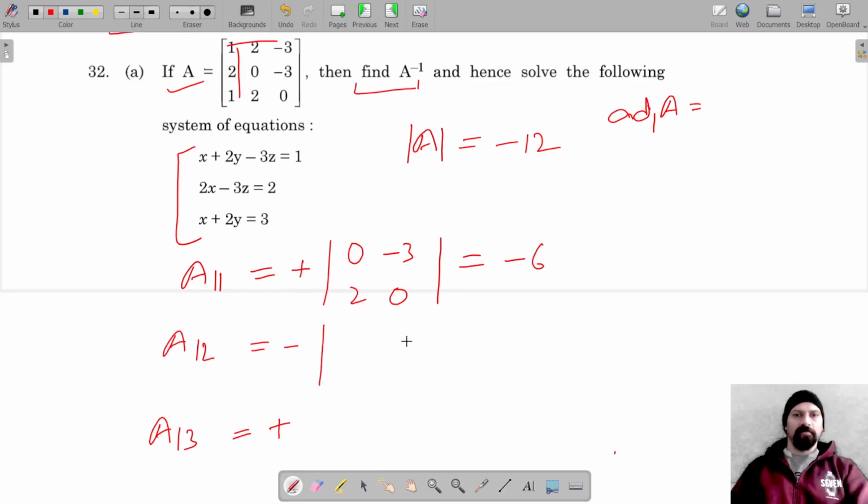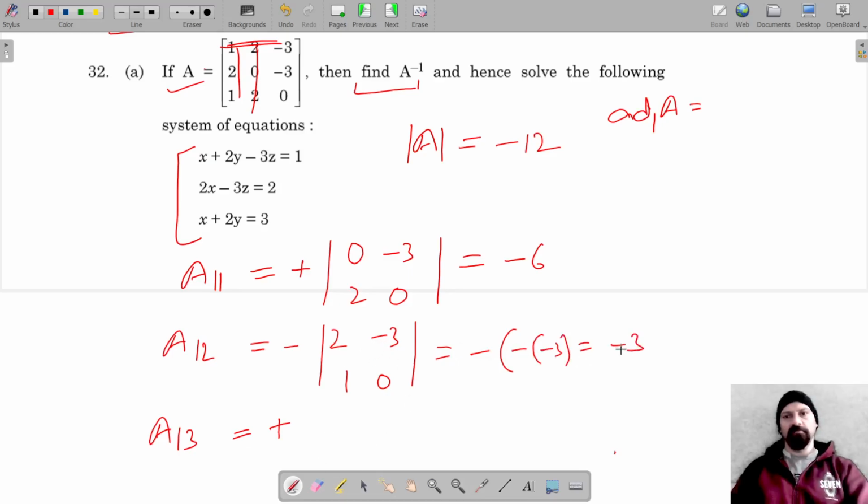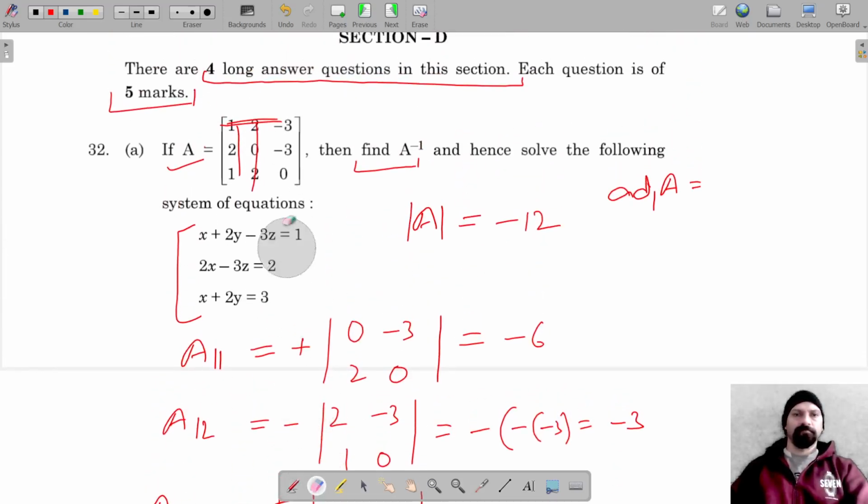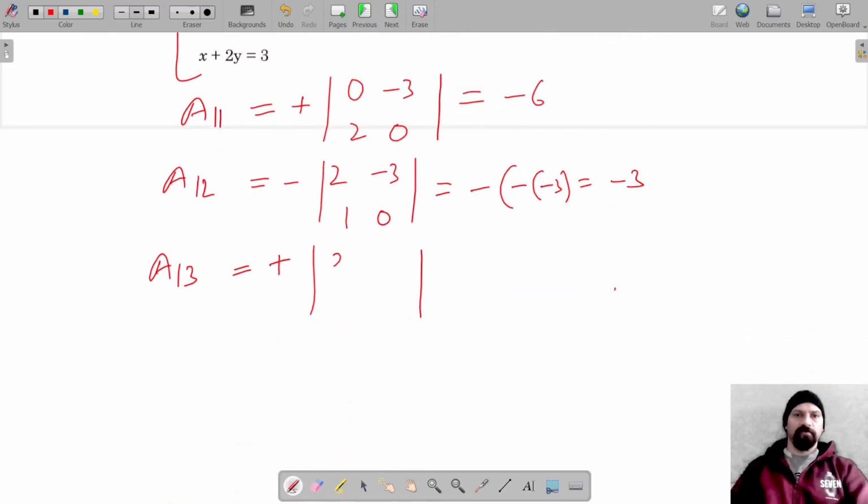The second one is removing the row and the column for second one. So we are left with 2, negative 3, 1, and 0. So this is equal to negative 2 into 0 is 0, and negative of negative 3, 0 minus 3, which gives me negative 3. Okay, for 1, 3, removing the row and the column for this one, it's 2, 0, 1, 2, which gives me 4 minus 0, which is equal to 4.